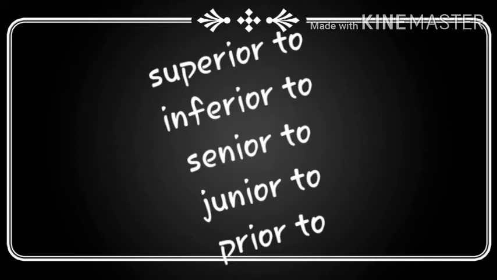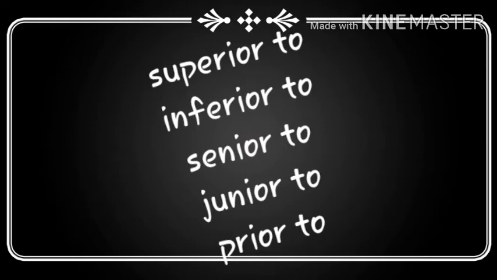He was senior to me in college, means he was a senior student. I was junior to him in college. So I was a junior student. There will be a speech prior to the seminar. Prior to means before, just before. So here, please note superior, senior, junior, prior, inferior, etc. take to after them. If you say superior than or senior than, it is wrong. That is a mistake which we often make.